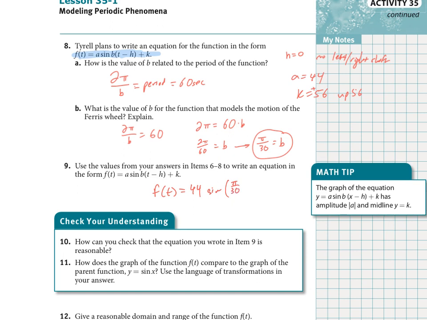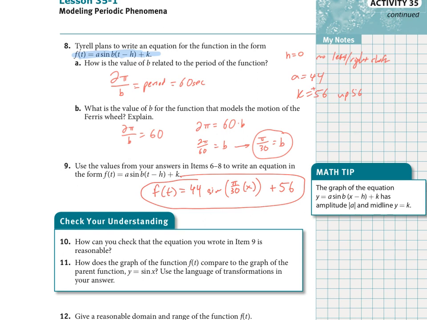2 pi divided by pi over 30 will give us 60. And then x minus h, there is no h here because there's no left-right shift. And then plus k, that's on the outside, the plus 56 feet in the air. And there we go.